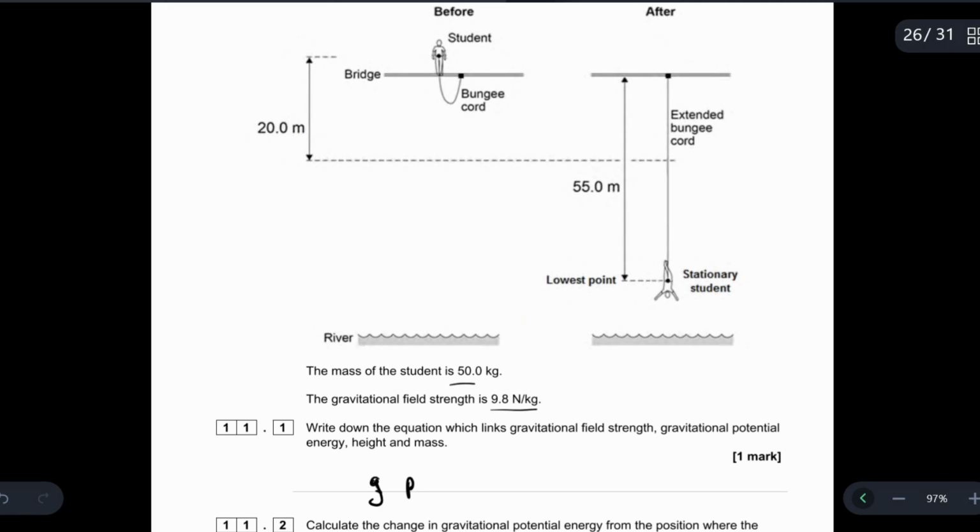The GPE is equal to the mass times the gravitational field strength. So I'm just going to write g, but you can write the whole thing out, times the height. So you should write the whole thing out because it's giving you the whole thing in the question.